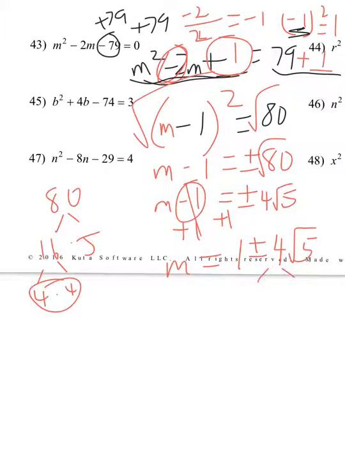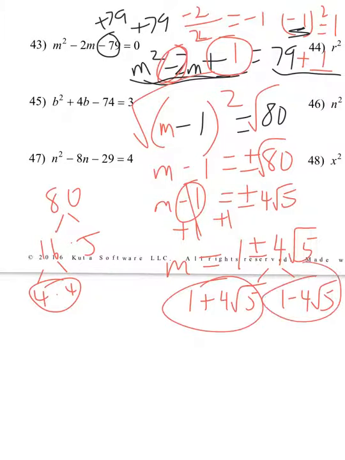Now, technically this means two things. 1 plus 4 square root 5 and 1 minus 4 square root 5. And if you remember, you can't combine these. They're not like terms if you think to what we did in the last unit. And you can write them separately, or you can give me this, which means both of those answers.